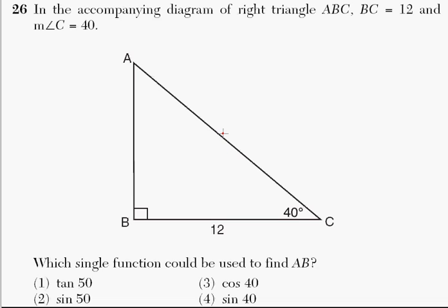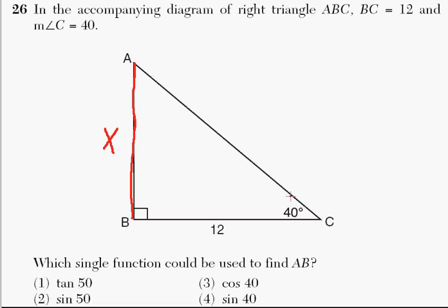The 2009 January Regents Math A exam, question number 26. In the accompanying diagram of a right triangle ABC, BC equals 12 and the measure of angle C equals 40 degrees. Then it asks which single function could be used to find AB. So we're looking for the length of AB. We're looking for this length right here. And so we'll call that length x.